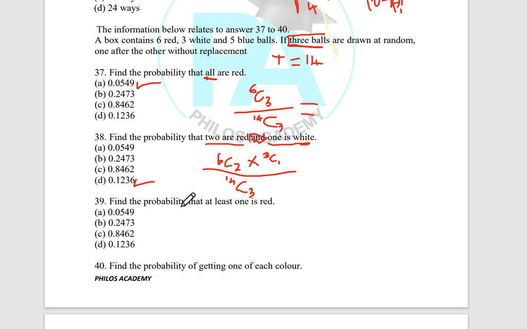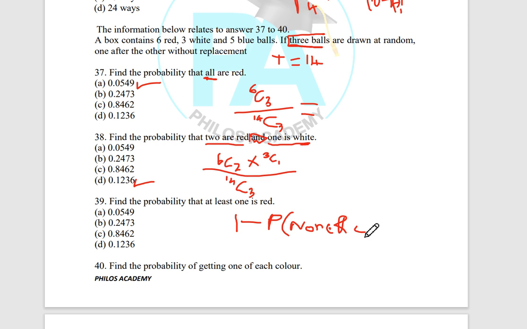This is very simple. Remember that I told you that to find the probability of at least 1, it should be 1 minus the probability that none is red.